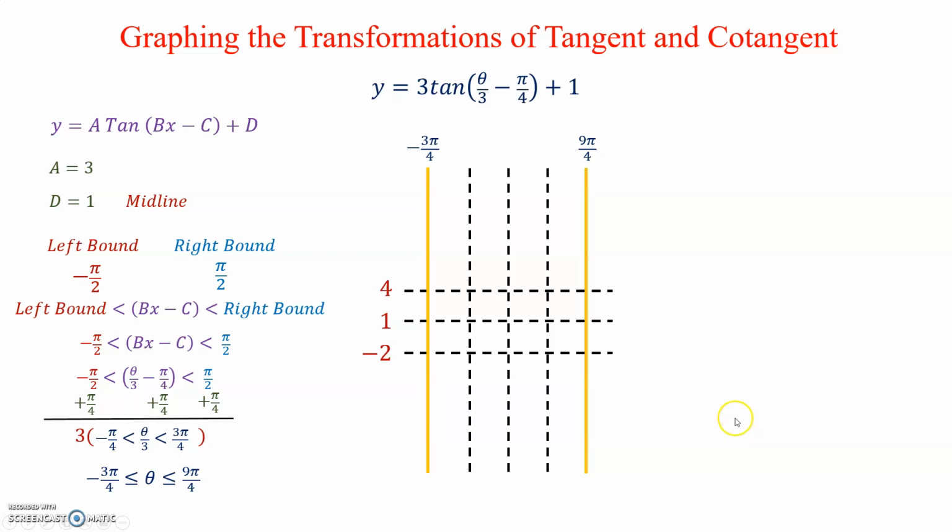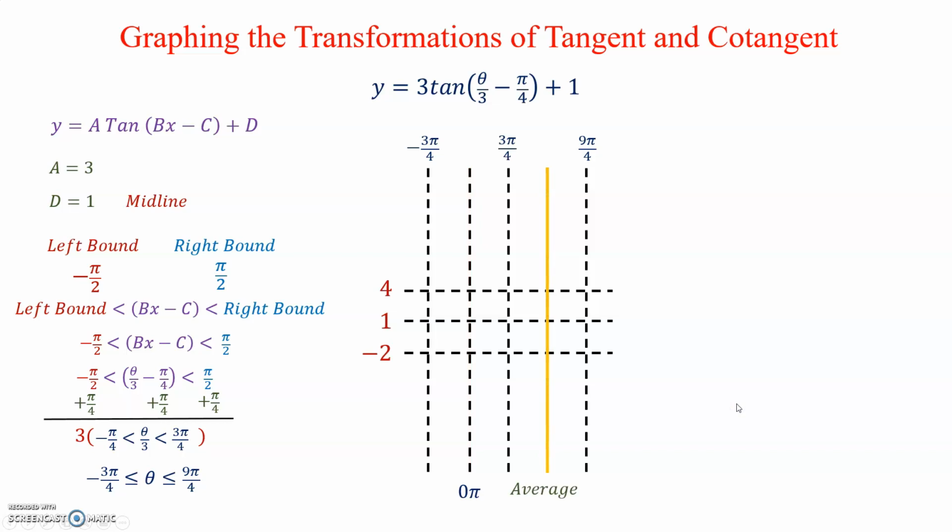And so now to find the values for those three remaining vertical lines, we're just going to average, average, average. The average of our first two values we have is actually 3 pi over 4. Now we're going to average the 3 pi over 4 and the negative 3 pi over 4. The average of those two is 0 pi.